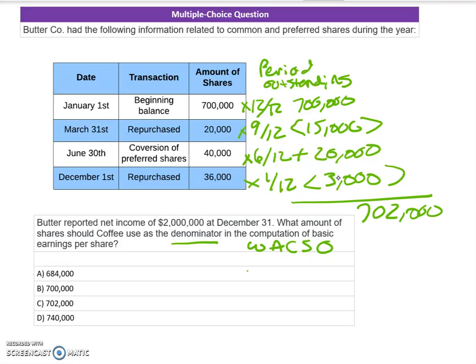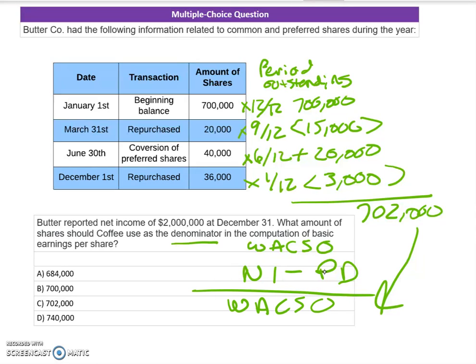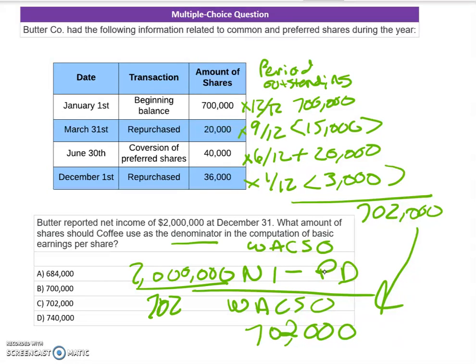In the basic EPS formula, it would just be net income less your preferred dividends, and that's going to be over the 702,000, which is our WACSO. So that 702,000 would be going in our denominator. If they asked you to calculate EPS, you'd have to take the net income amount, which would be this 2 million. There's no preferred dividends, so it would just be 2 million over the 702,000. But that's not what they're asking. They're just asking for the denominator in the computation, or our weighted average common shares outstanding. Therefore, C is going to be correct.